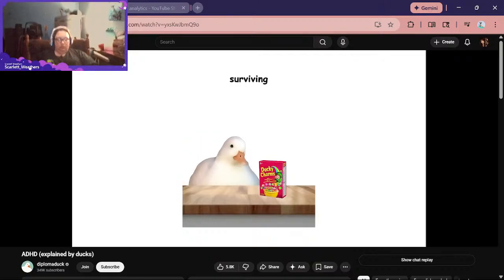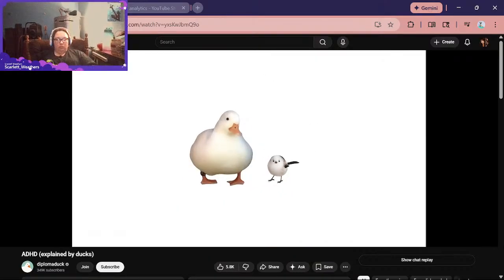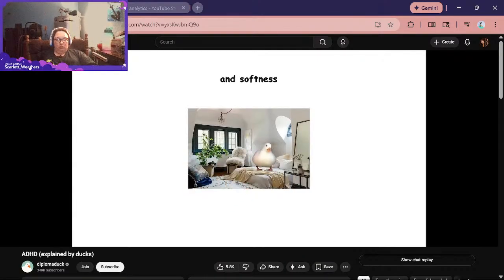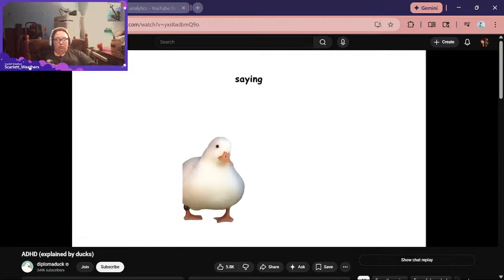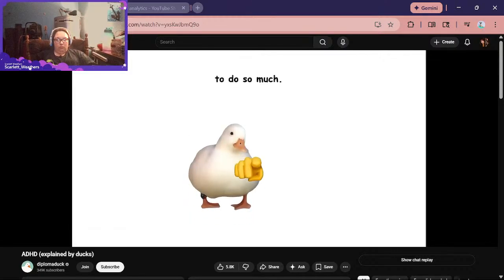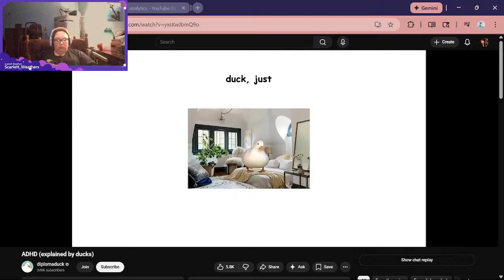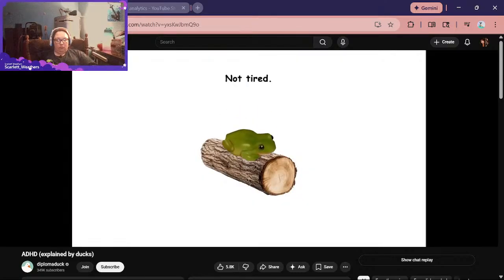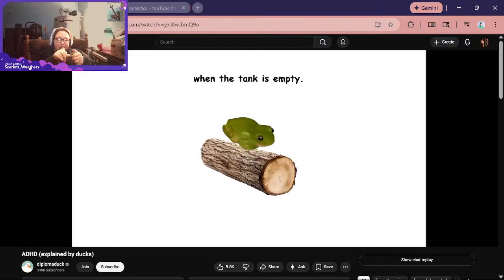Duck needs to stop surviving and start feeling safe again. Duck needs time and softness and less noise, and no one saying, but you used to do so much. Duck is still duck, just a very tired one. Not tired, drained. There's a difference. Watch how this duck moves when the tank is empty.